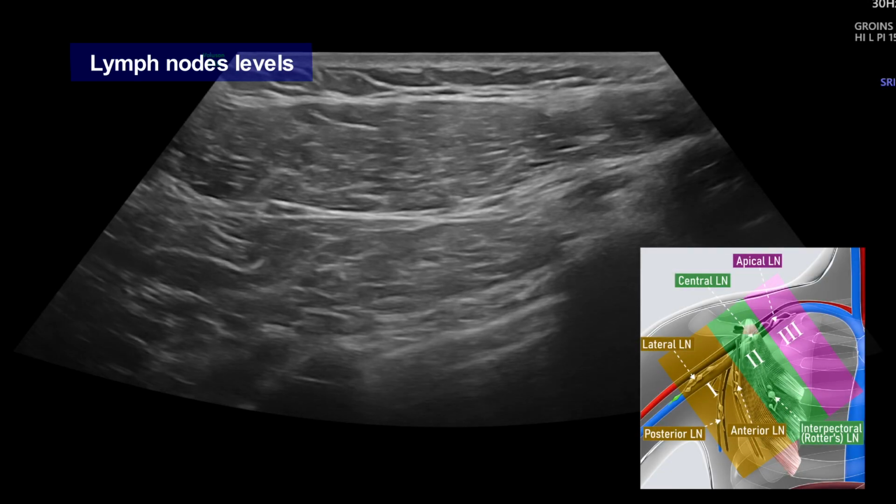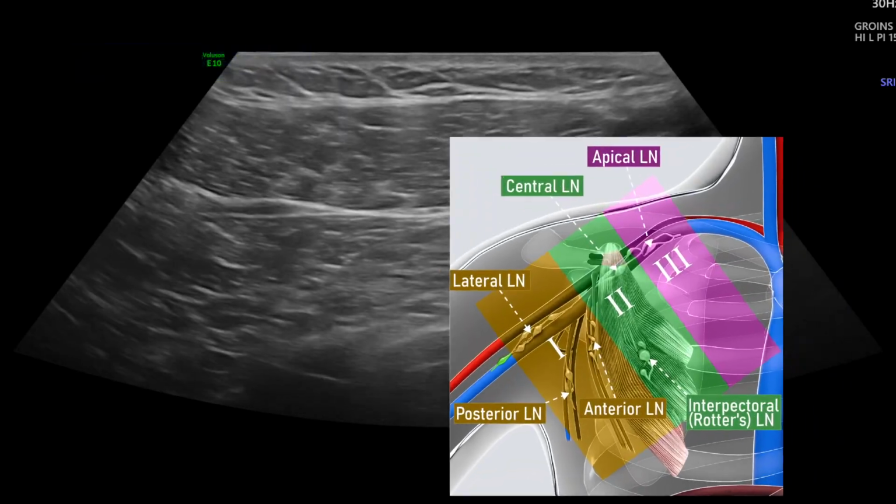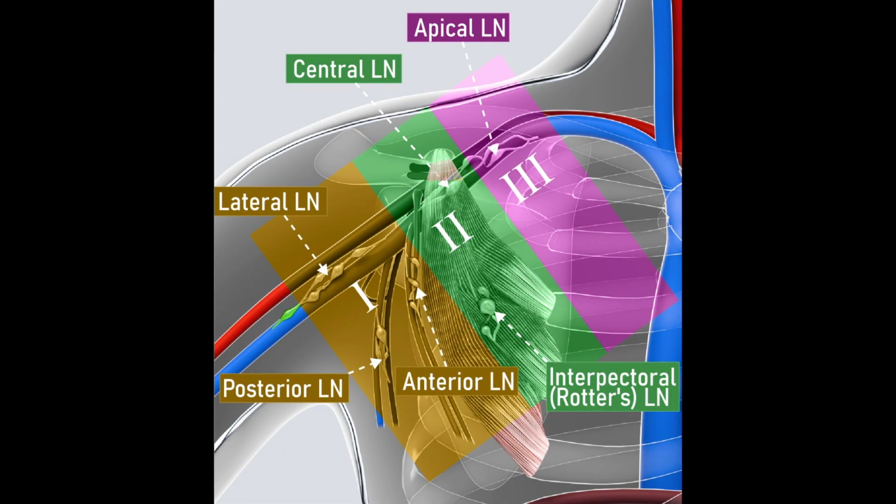This approach allows the systematic evaluation of the three lymph node levels. The assessment will now be shown again in the reverse order.